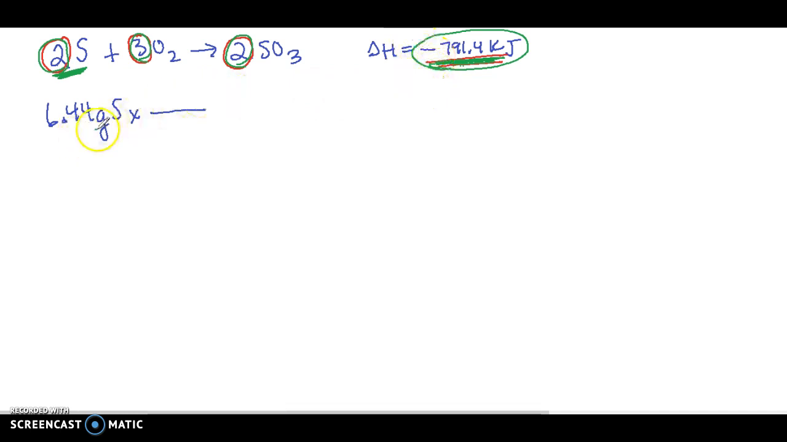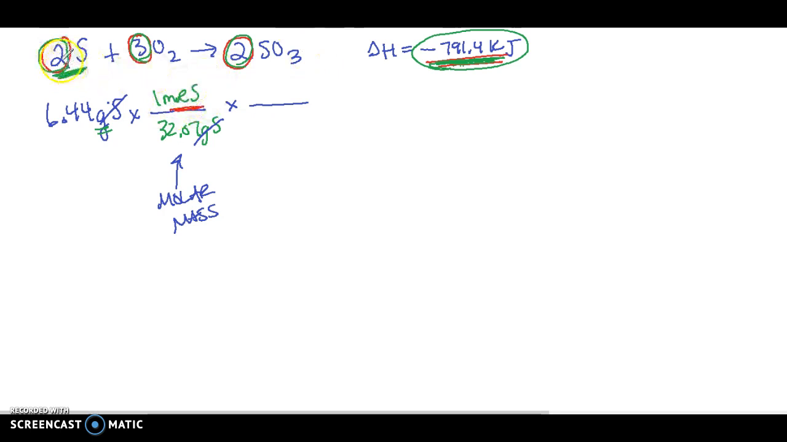So the first thing, anytime you have grams, you're going to have to go to moles first. So I'm going to say 1 mole of sulfur goes with 32.07 grams of sulfur. That's the molar mass. You're always going to have to use the molar mass to go grams to moles, or moles to grams, whatever you need. And now I can do the ratio, right? So grams of sulfur have canceled. Now I know that I have moles of sulfur.